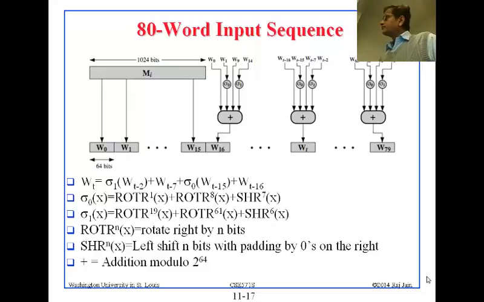And addition is modulo 2 raised to 64. What that simply means is that it is a regular 64-bit word addition, except that there are no carries further than that. I mean, you don't carry on from one word to the next word.